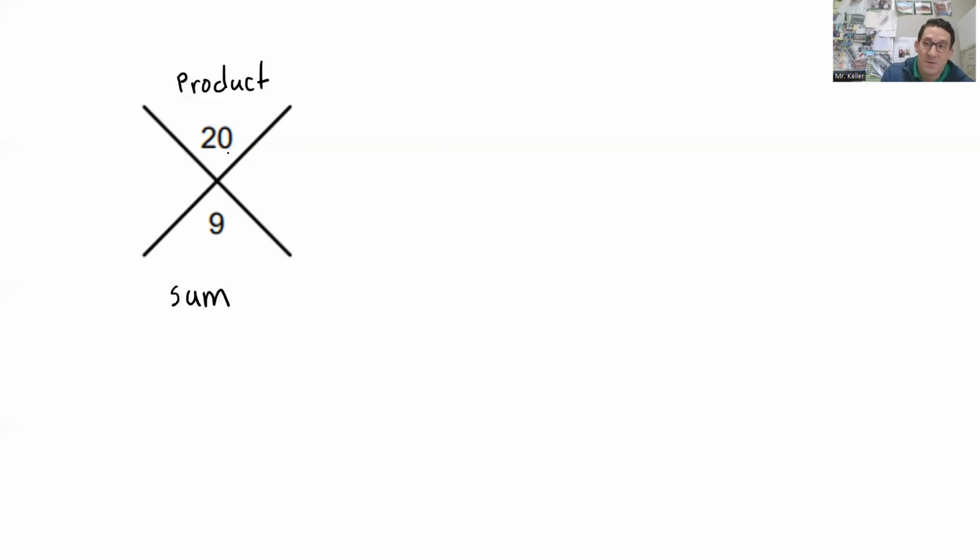So list out the numbers that multiply to get 20. So 20 would be 1 times 20, or it's 2 times 10. 3, can't multiply anything by 3. You can do 4 times 5. 5 and 4 would be the same. And then that's going to be it. Those are our 3 pairs of numbers that multiply to get 20. And then which one of these pairs adds to get 9? It's this one here. So 4 plus 5 is 9. So the answer is 4 and 5.